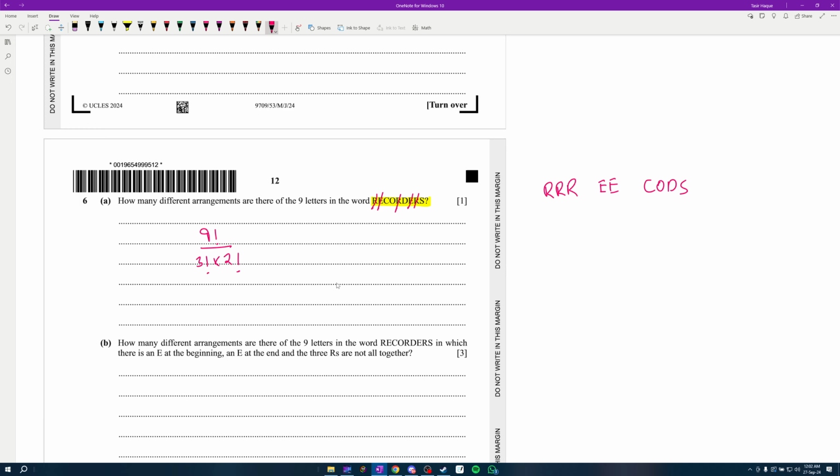9 factorial. Why do I always lose the factorial in this calculator? It's so annoying. Where is it? I can't find. I found it. That is 30240.